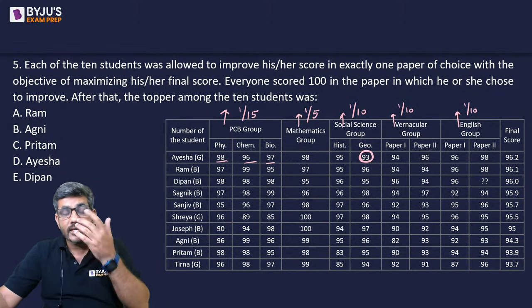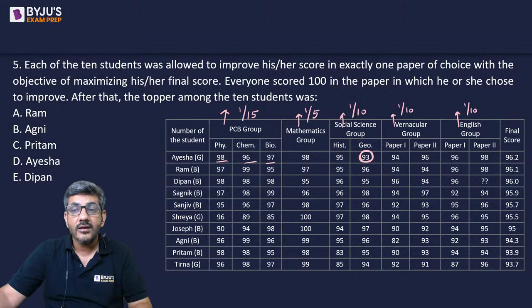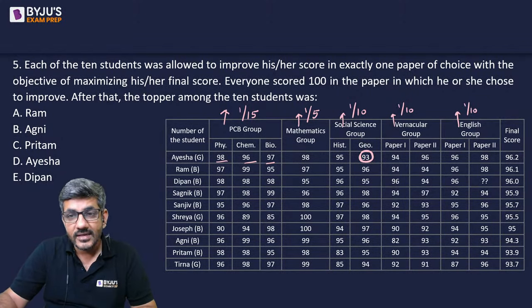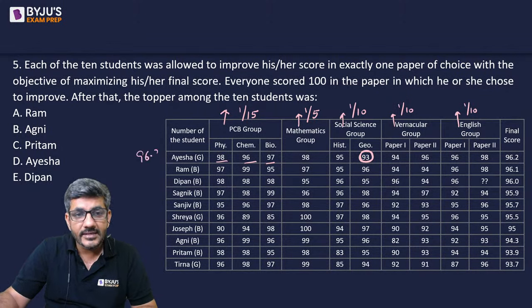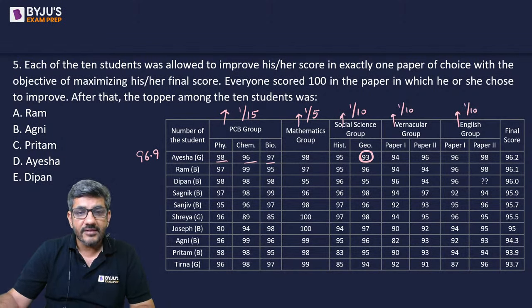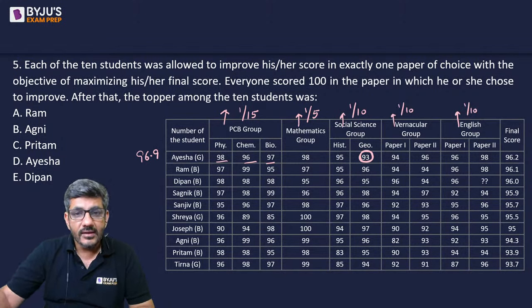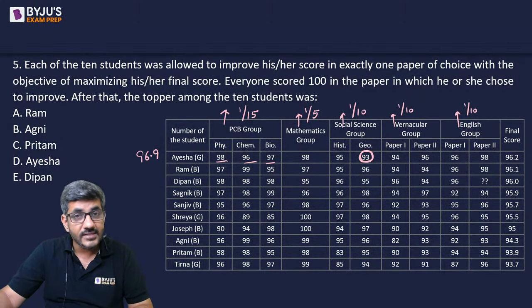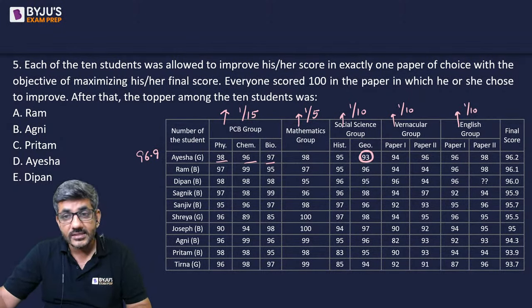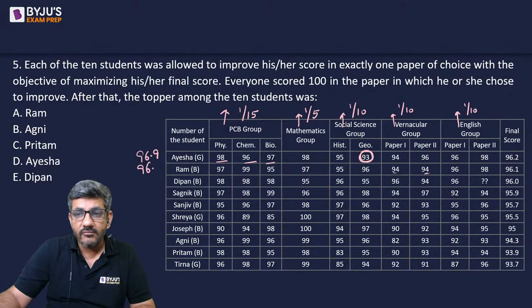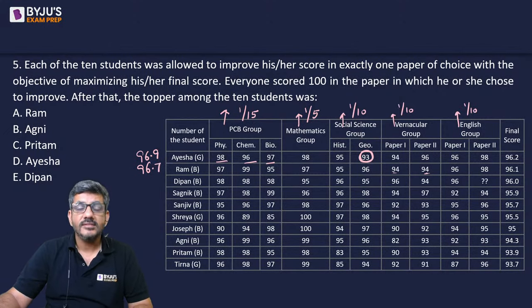यहाँ पे वो 93 को 100 करेगी तो 7 का इंक्रीज आएगा. Her final score will increase by 7/10, that is 0.7, तो वो 96.2 से 96.9 हो जाएगा. When I talk about Ram, 97, 95, 95 यहां फायदा नहीं है. 97 में 3 इंक्रीज करने से 3/5 का इंक्रीज आएगा, that is 0.6. क्या कहीं और से 0.6 उसको मिल रहा है इंक्रीज? So 0.6 increase होके score of Ram would become 96.7.